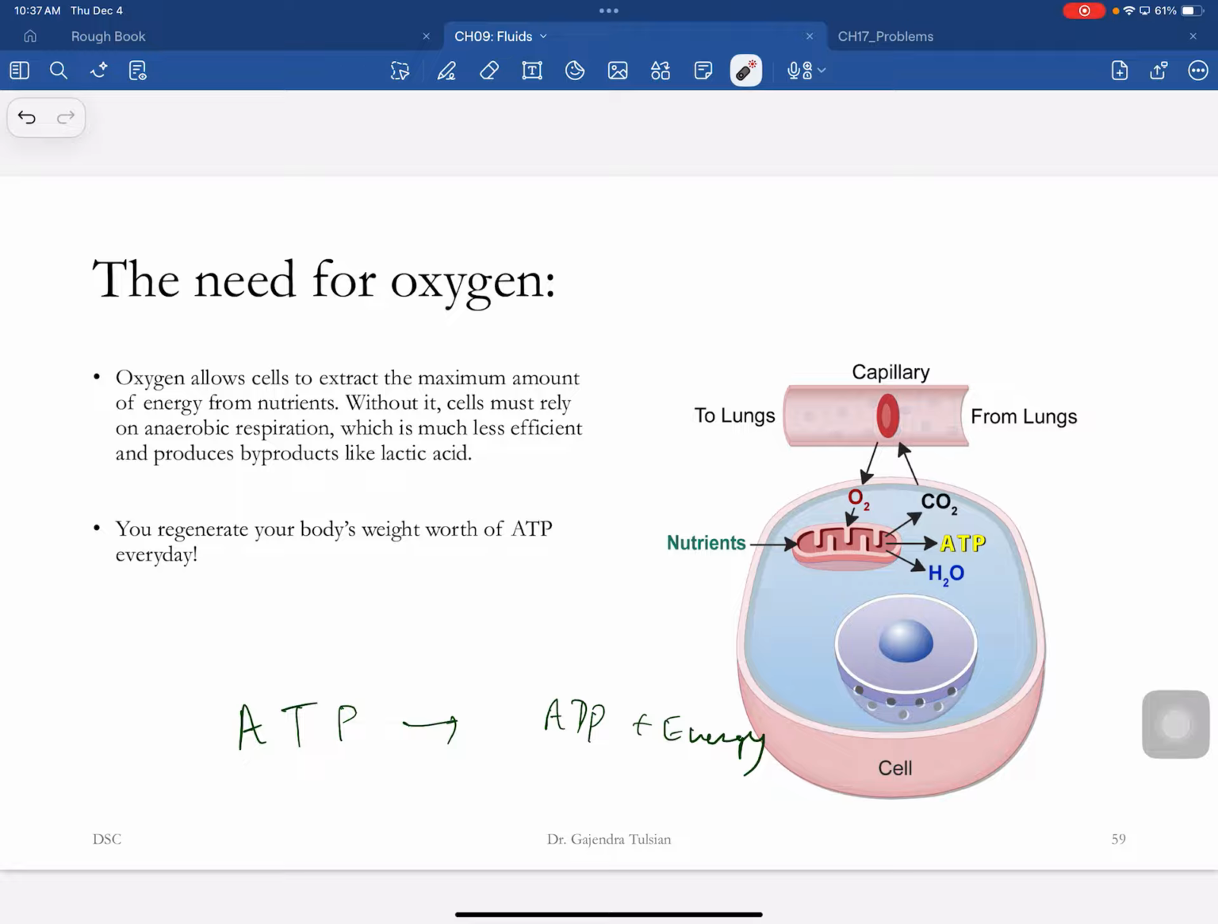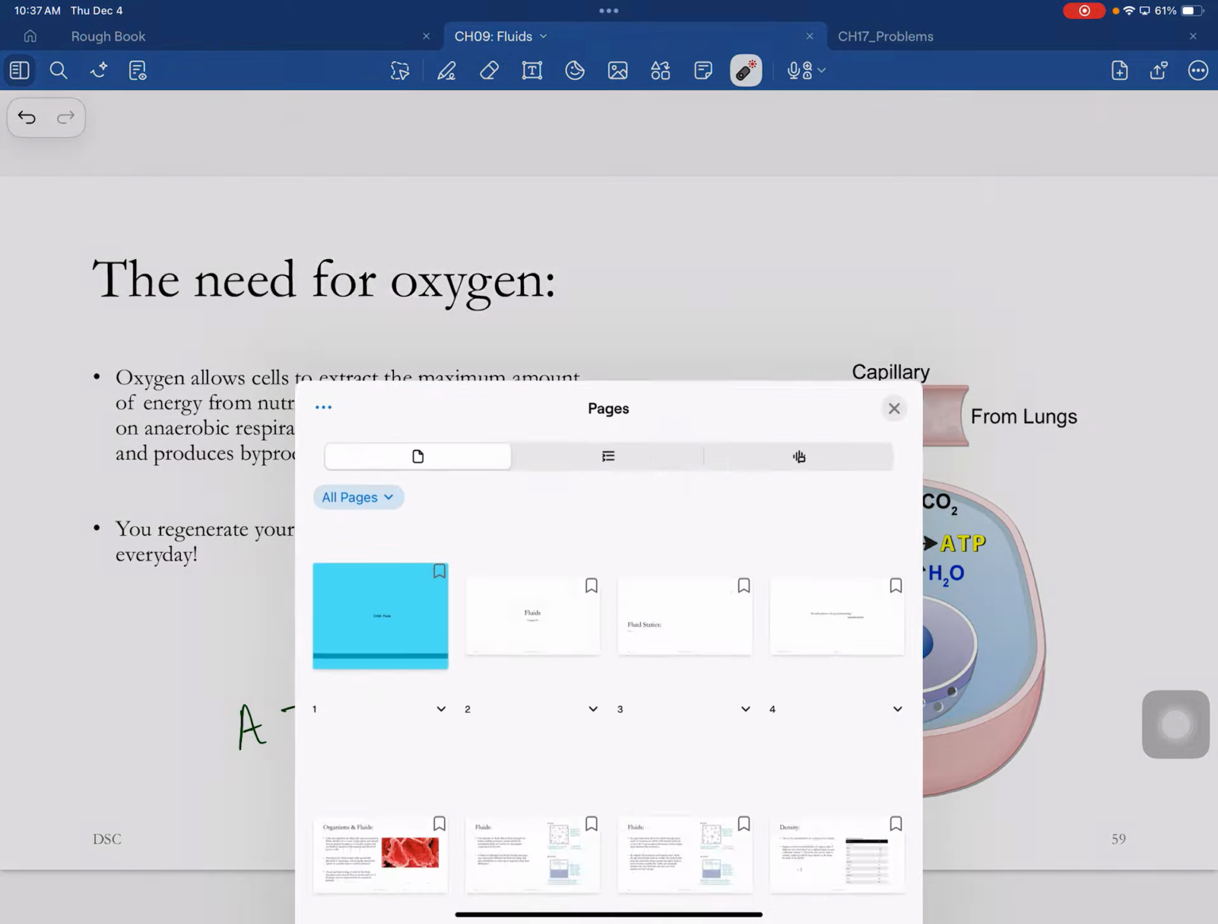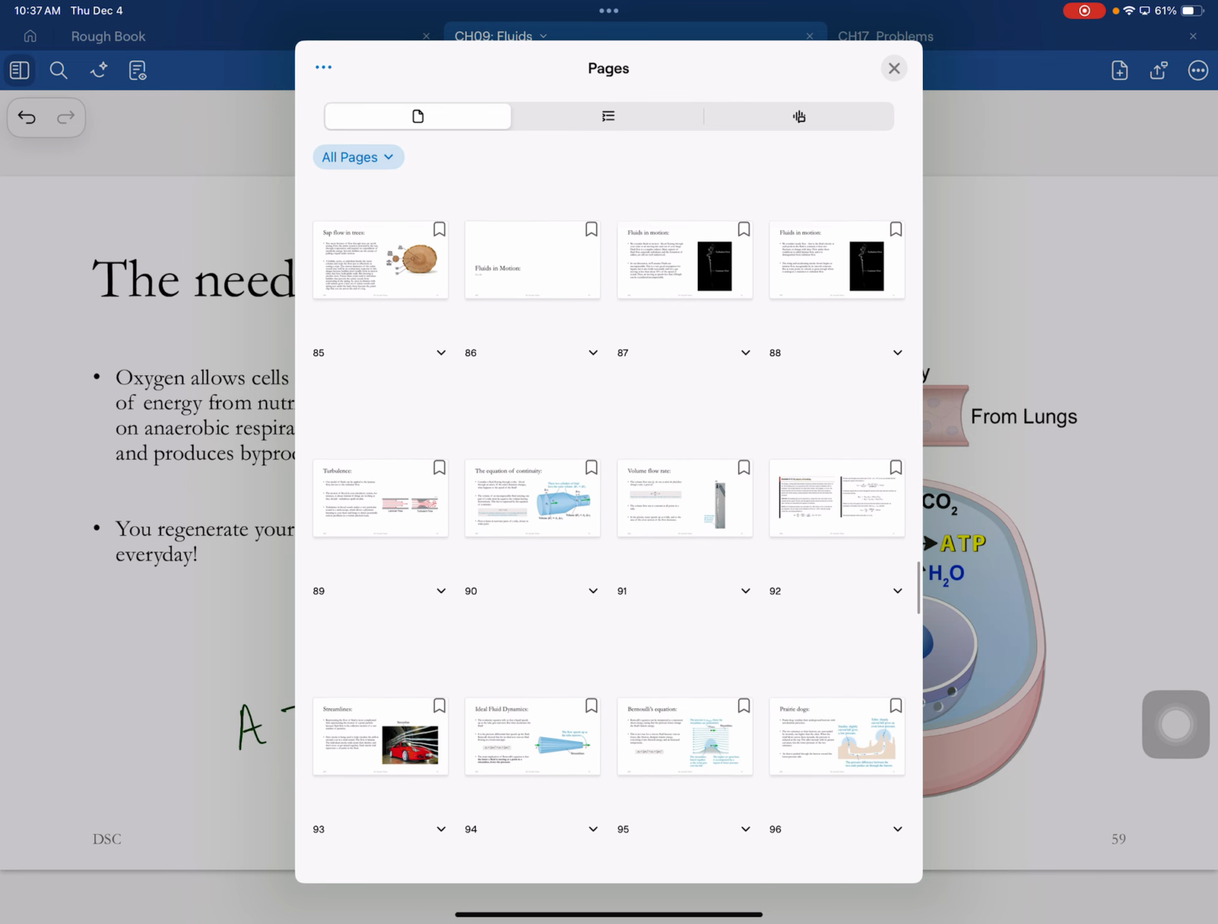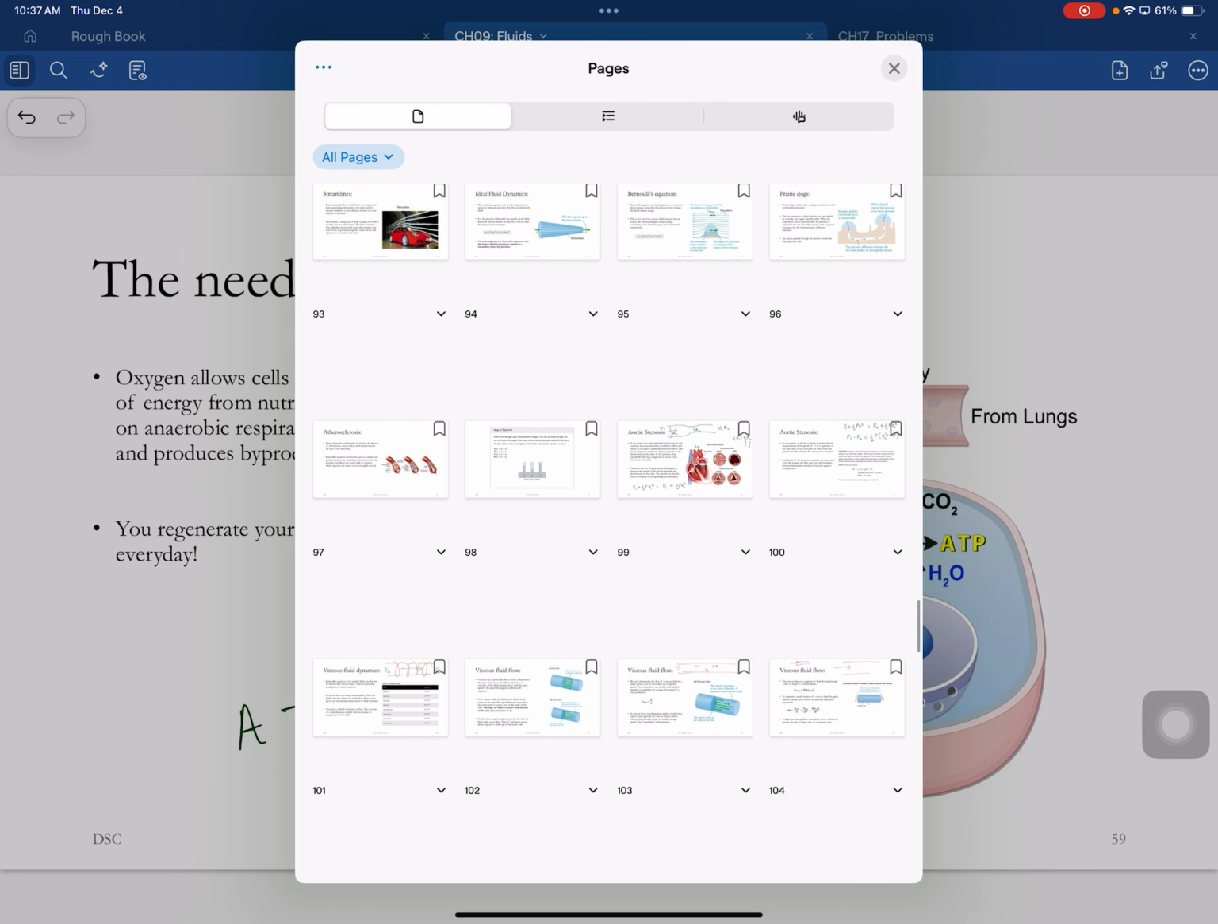Yes, so that gives you a sense for the energy that goes on. Okay, so all right. One more slide and we'll end.